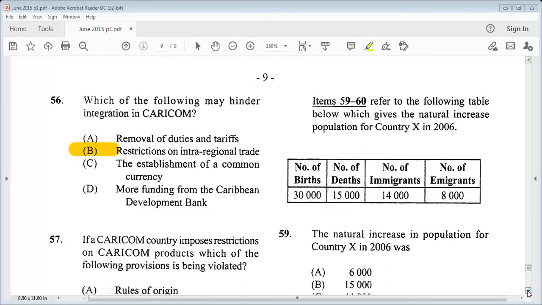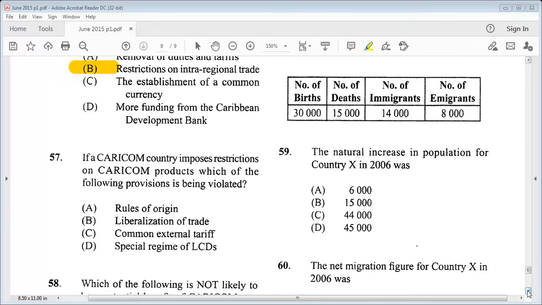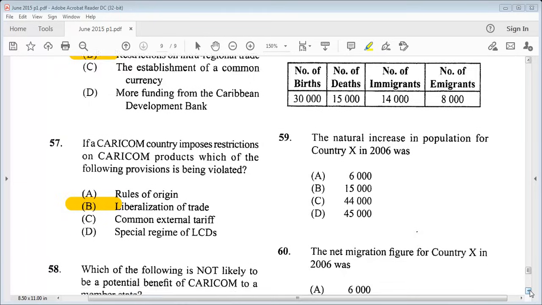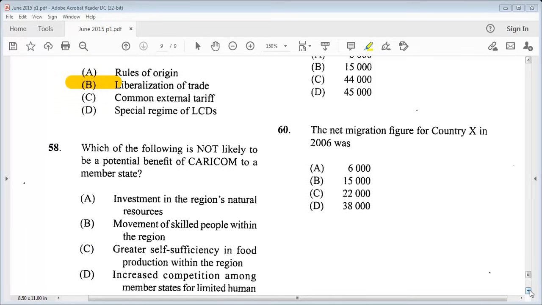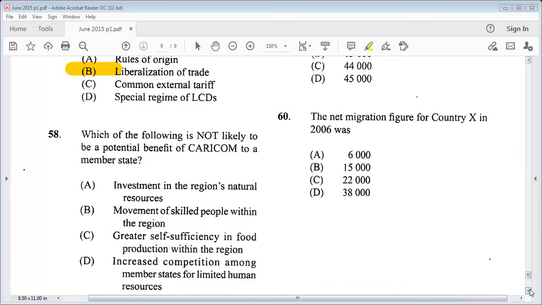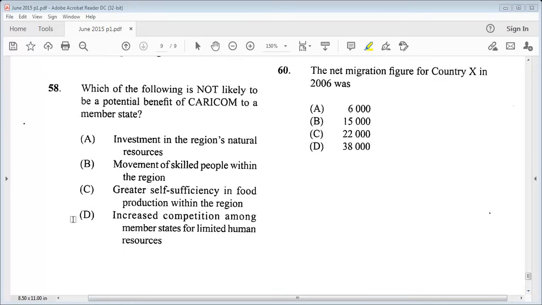57 says, if a CARICOM country imposes restrictions on CARICOM products, which of the following provisions is being violated? We know it is B, liberalization of trade. 58 says, which of the following is not likely to be a potential benefit of CARICOM to a member state? Our answer is, we know it is D, increased competition among member states for limited human resources. Let's go to 59.